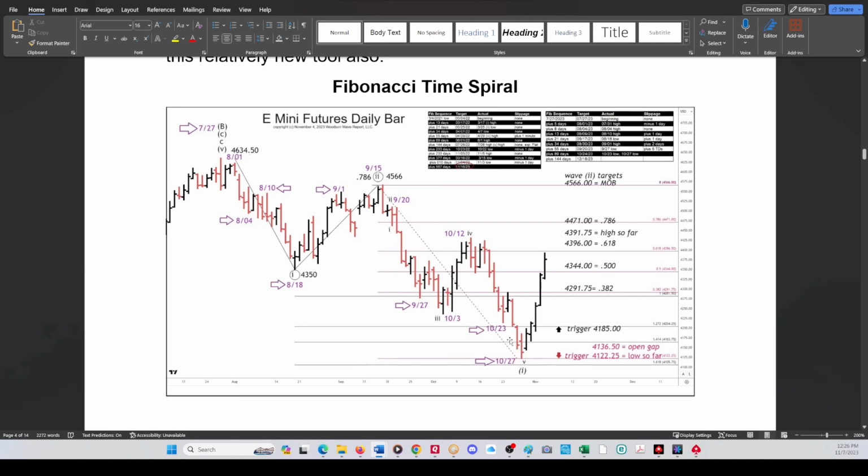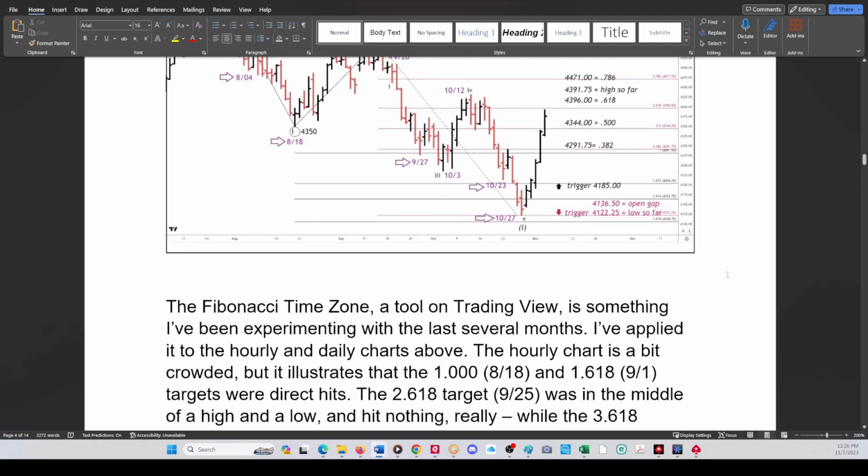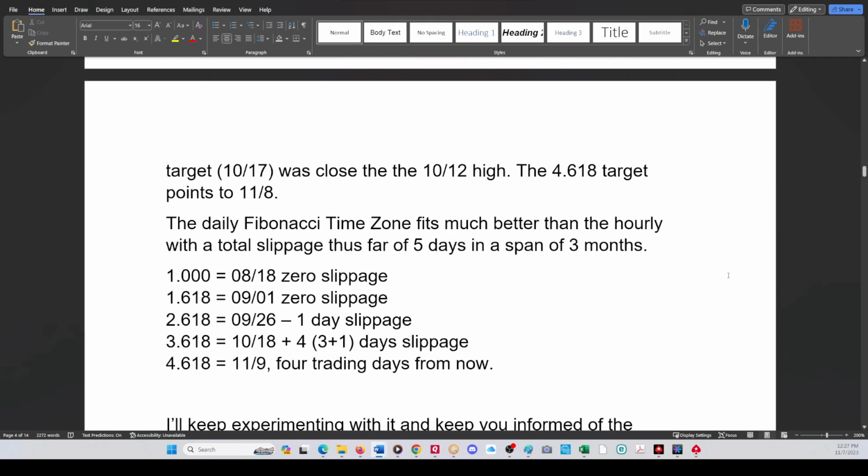So like I said, it was either off by 1 day or 3 days on the Fibonacci time spiral. Okay, so that's what we're looking at there. I think that's just about it.